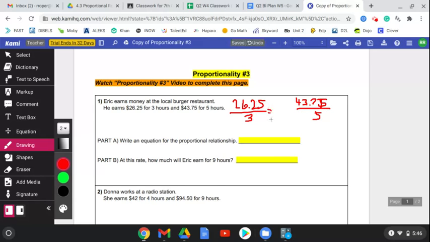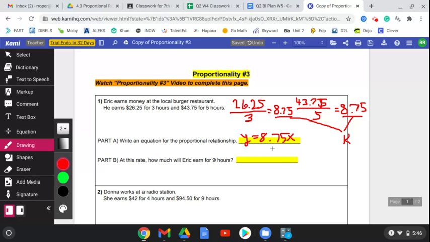Okay, so here let's take our top and divide it by the bottom, and we would figure out that is 8.75, right? We're essentially finding the unit rate right here. That means he gets paid $8.75 per hour. Okay, so that is our constant rate of change, right? This right here is our K. That's our constant rate of change. And so the equation for this proportional relationship would be y equals 8.75 times x.